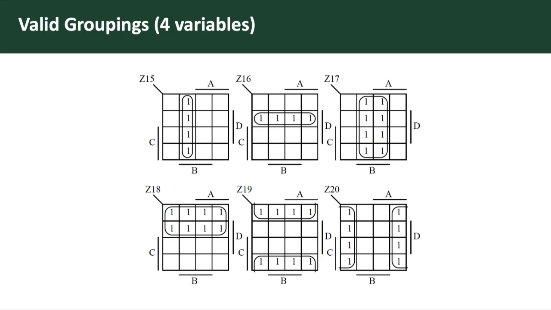Z18 is an 8-cell group spanning 2 full rows. It also eliminates 3 variables. Z19 is a top-bottom wraparound 4-cell group, 2 cells in the top row and 2 in the bottom row at the same column positions. Even though they appear at opposite ends of the map, the top row, AB equals 0,0, and bottom row, AB equals 1,0, differ only in A. Z20 is a left-right wraparound group of 8, 4 cells in the leftmost column and 4 in the rightmost column. This is valid because those columns differ only in C. The extreme case is a group of all 16 cells, the entire map. This gives the constant function z equals 1.